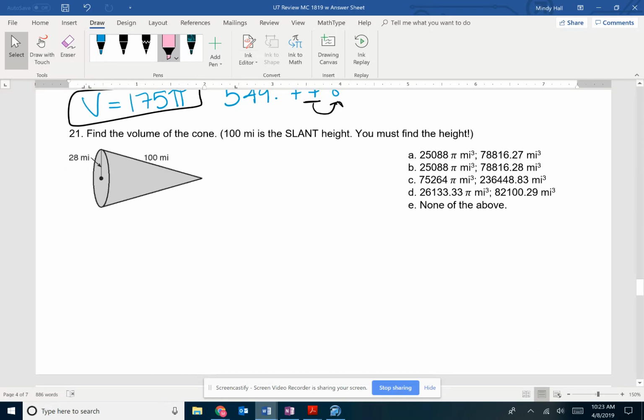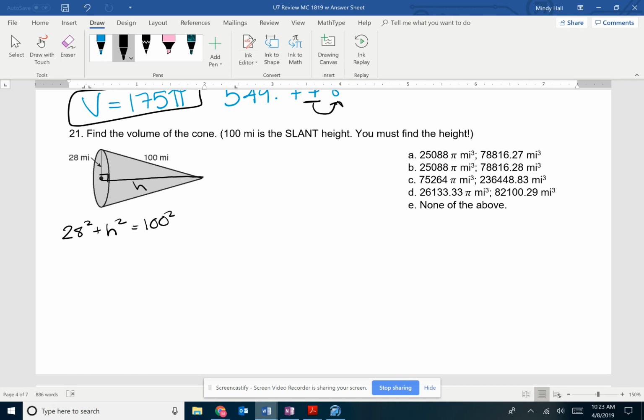For 21, you need to be careful because 100 is the slant height. So remember, we are trying to find the actual height, and it has to have that right angle. So since I have two sides, and since I know this would make a right triangle, I can use Pythagorean Theorem. And I'm going to use h instead of b, just so that I have a letter that I know I'm going to be plugging in.